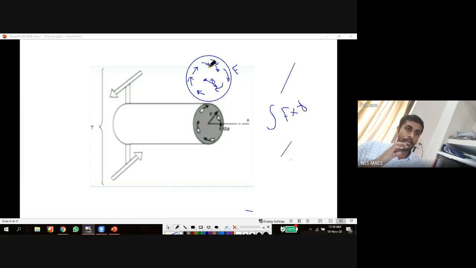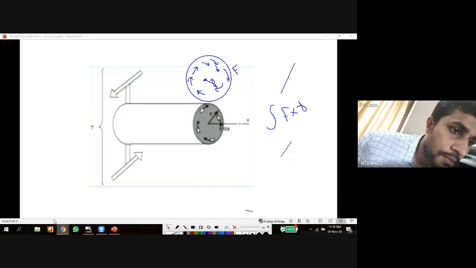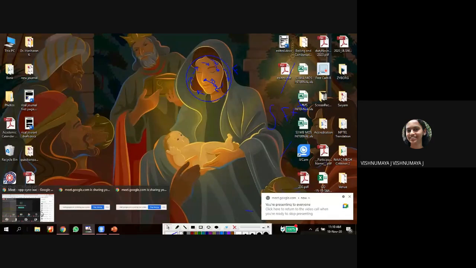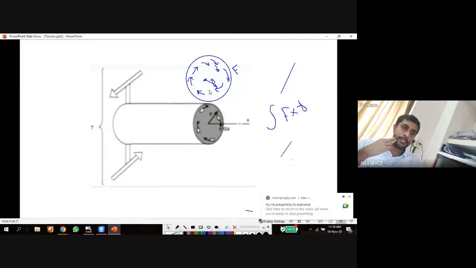In this cross section, we have a number of such shear forces, and each shear force is at a distance R from the center. Each shear force makes a moment with respect to center. That is force into radius. So the integral of force into radius is the moment of all the shear forces with respect to center.